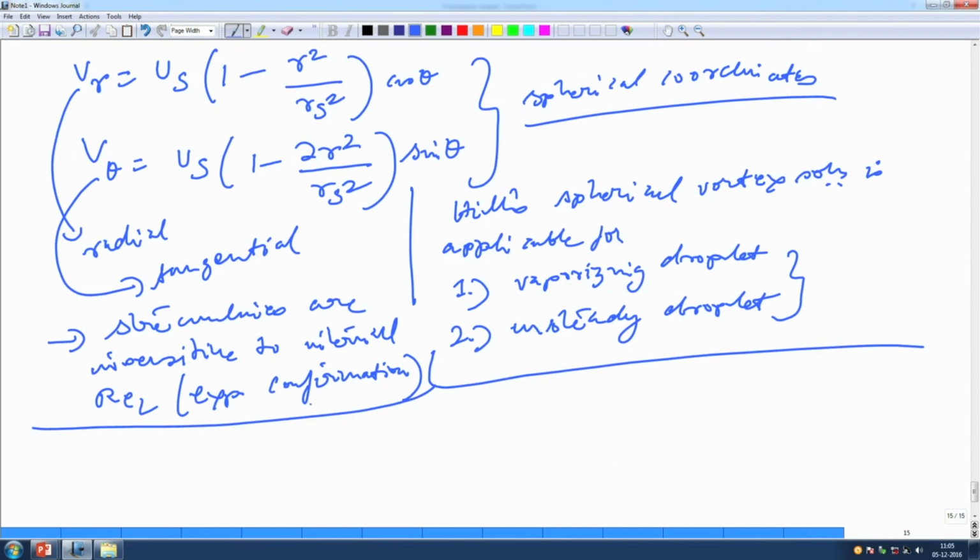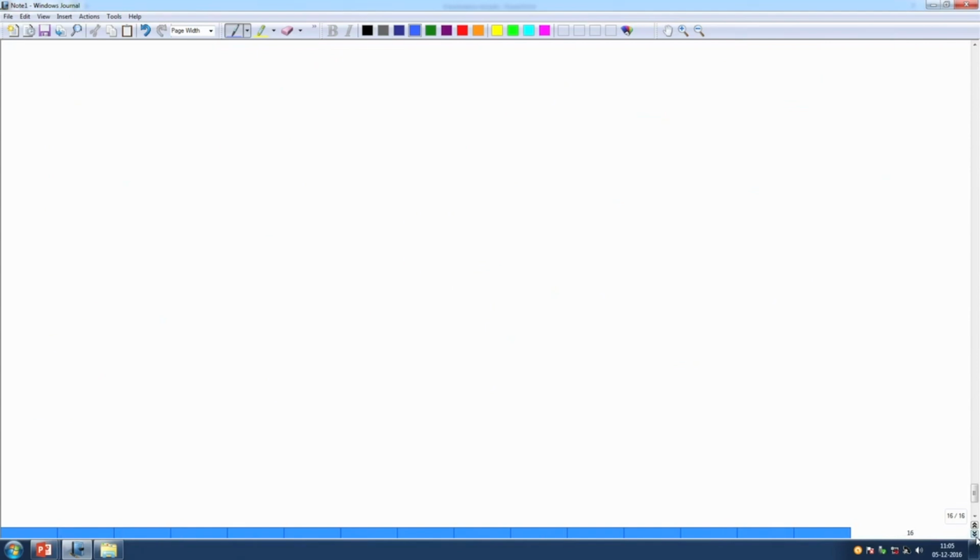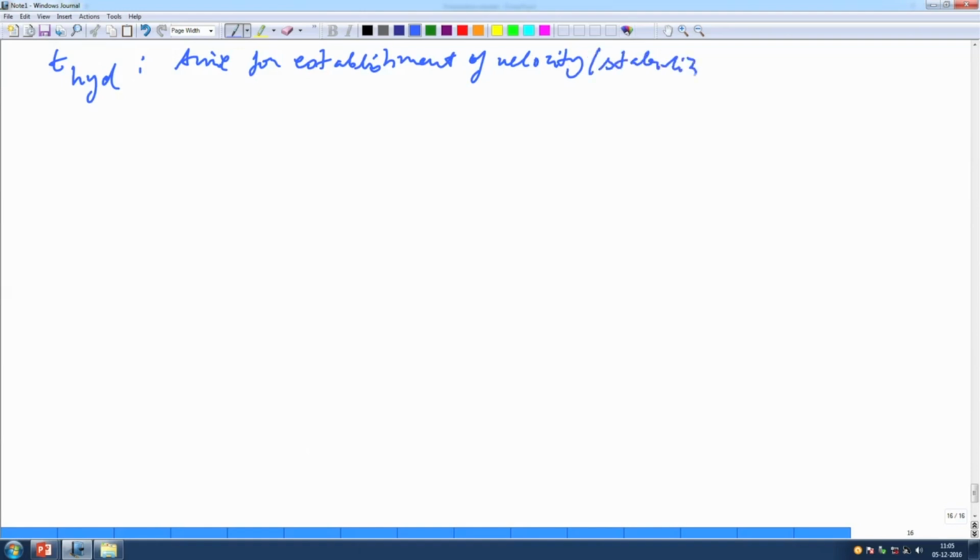Okay. Now, in order to explain one final time, we already established, let us go to the next page to have the screen. So, the hydrodynamic characteristic time of establishment of velocity, so this is the time for establishment, or stabilization, of velocity within the droplet.